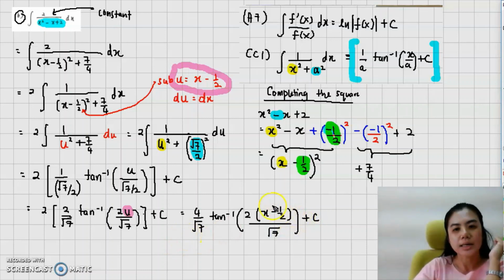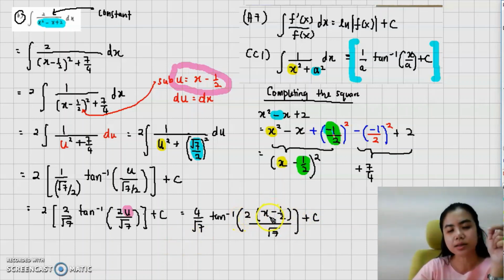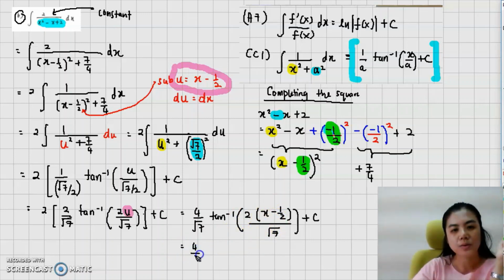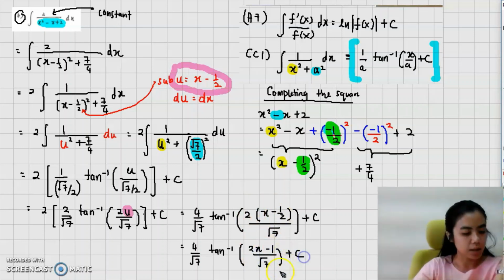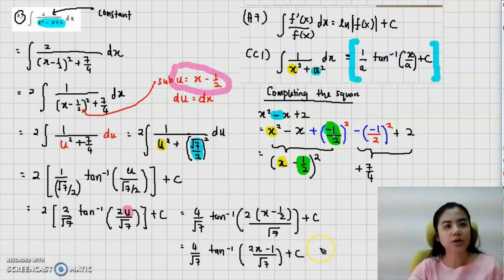plus c. Again, whatever is inside the tangent inverse, we still can multiply. So let's just multiply. We have 2x, and this is minus 1, and it's always 7. So done. This is the answer for the question.